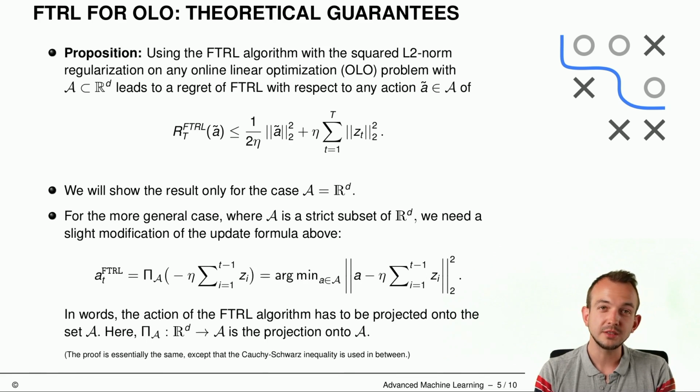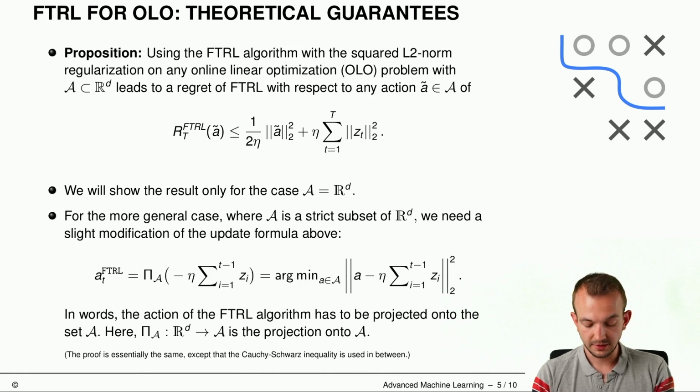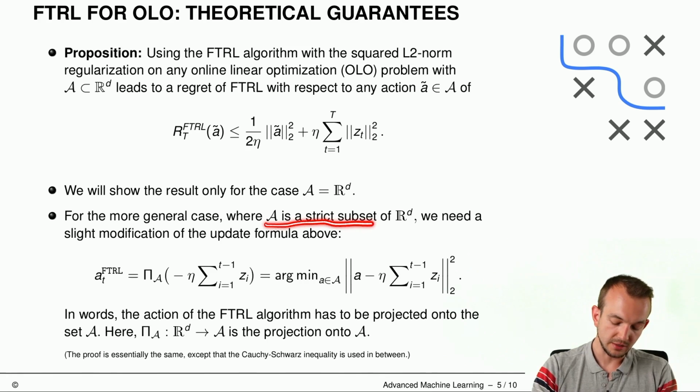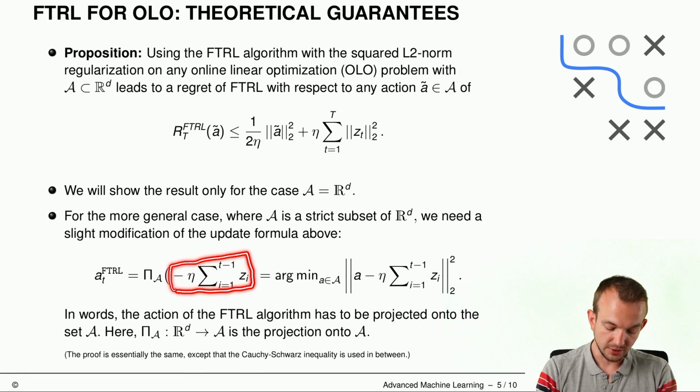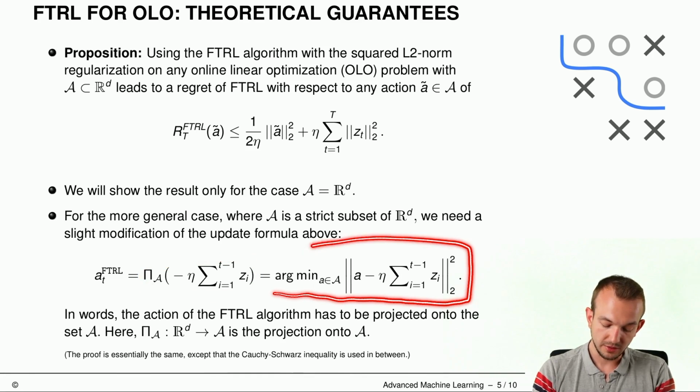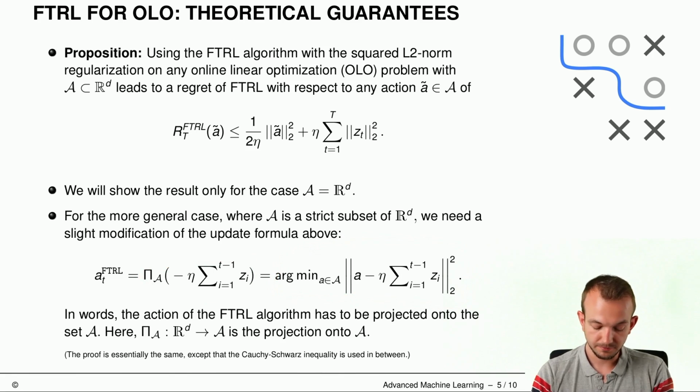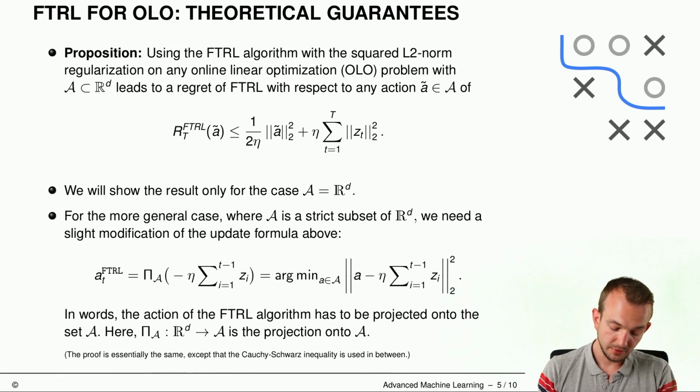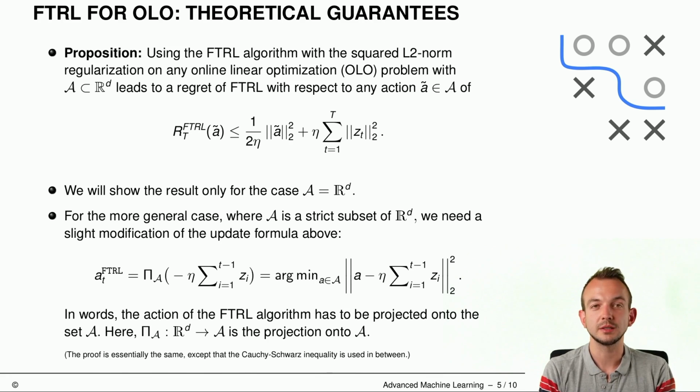And to make life easier, we will show this result only for the case where the action space is in fact R^d, because if we consider the case that A is a strict subset, then it might happen that our action selection, the closed formula we have, might leave the action space A. So what would be the easiest fix? We would project it back onto A, which means that we have to solve a minimization problem in the worst case again. So there's a price to pay, but still the analysis is quite similar.